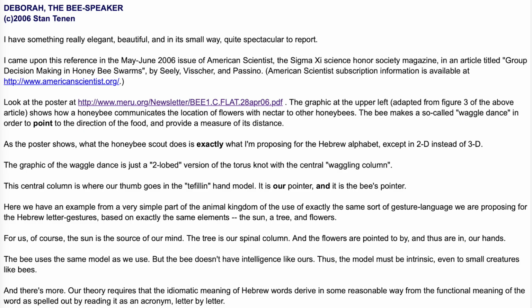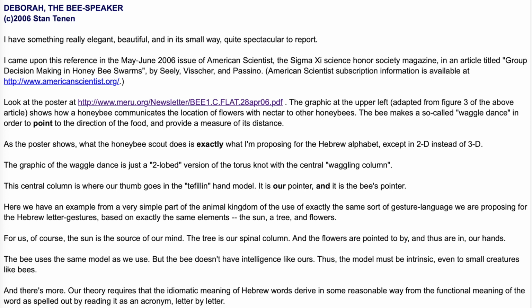Okay, sure. The name of the article is Deborah the Bee Speaker. I have something really elegant, beautiful, and in its small way quite spectacular to report. I came upon this reference in the May-June 2006 issue of American Scientist, Sigma Xi Science Honor Society magazine, in an article titled Group Decision Making in Honeybee Swarms by Seeley, Visscher, and Passino. American Scientist subscription information is available at americanscientist.org. Look at the poster on the last page of this essay.